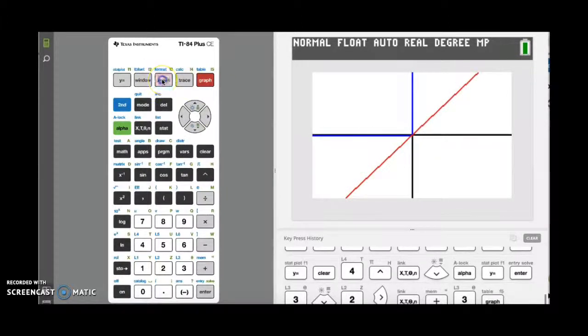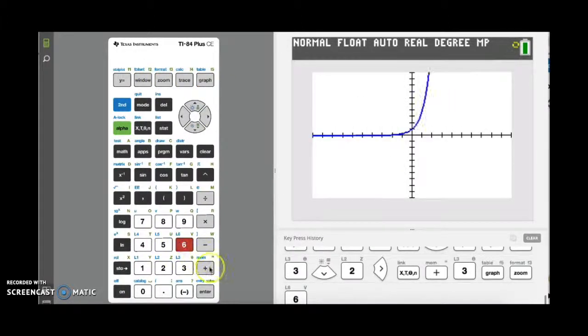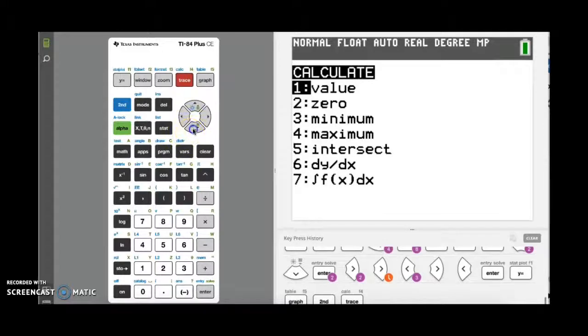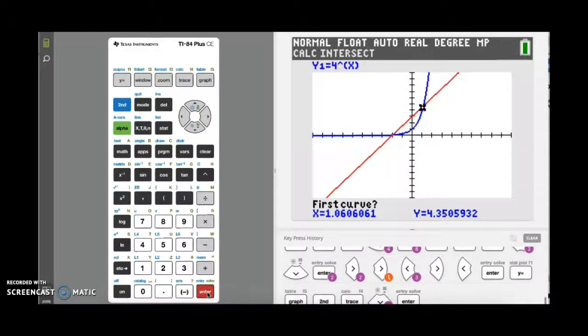I'm going to fix my window, so zoom in 6 for standard. Okay, now we see our intersection points are going to be here and here, but we need to find exactly where that is. So this is what we're going to do. I'm going to do second and see there's a trace button here. Above that is calc to calculate, so click that. Now I'm going to go down to intersect and press enter. Now I'm going to press enter for that being my first curve and enter for that being the second curve.